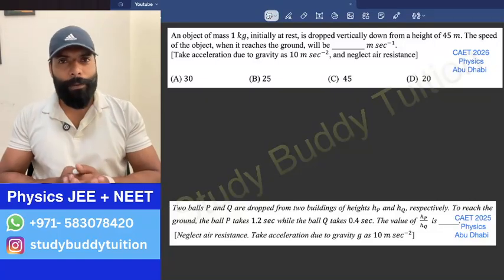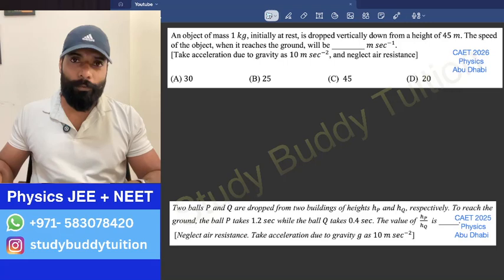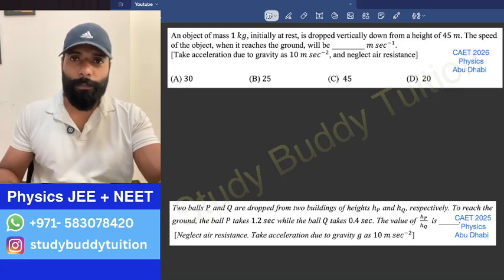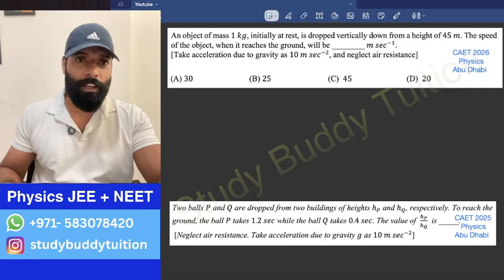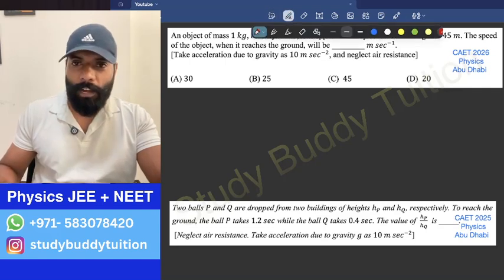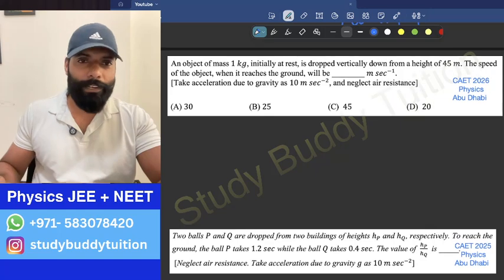So, hello everyone. If you are preparing for CAET, which is required for your IIT Delhi Abu Dhabi branch, let's see how the questions are coming, the PYQs.